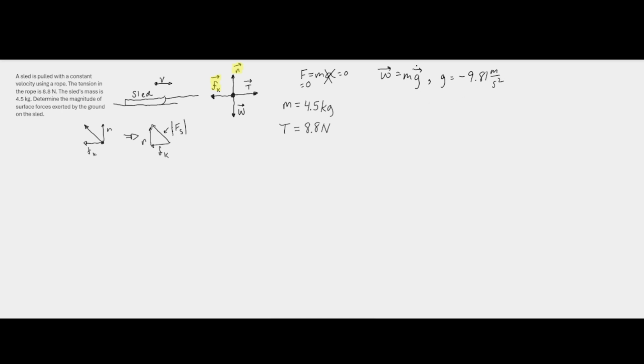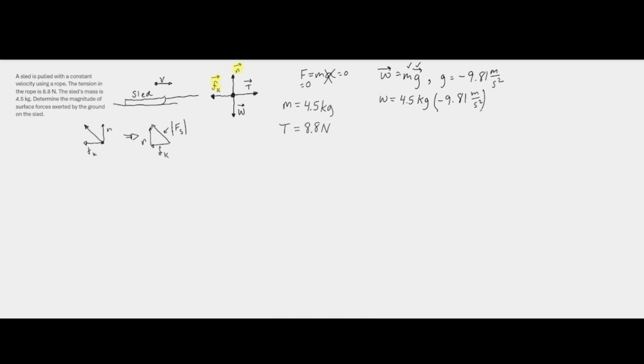So I know g, and I know mass. It's 4.5 kilograms, so I can find the weight force. I'm going to go ahead and plug these values in. So the magnitude of the weight force is equal to 4.5 kilograms times g, which is negative 9.81 meters per second squared. And I'm going to put that in my calculator.